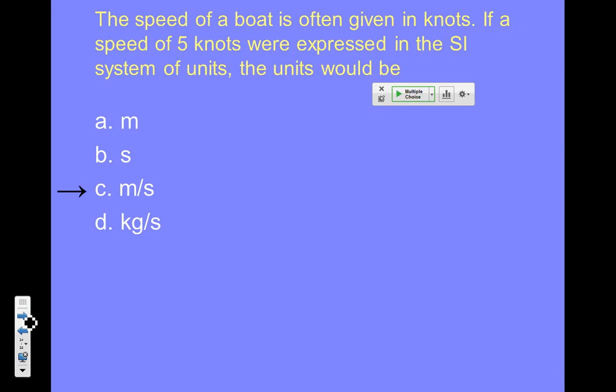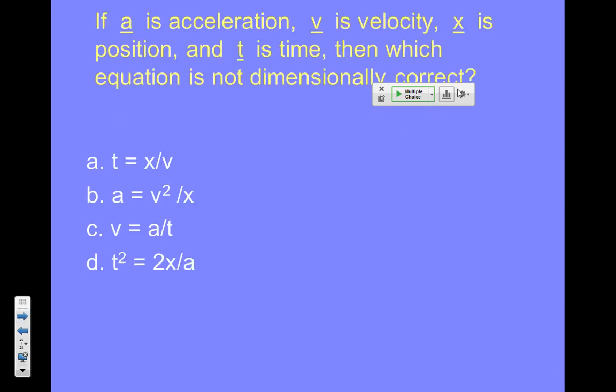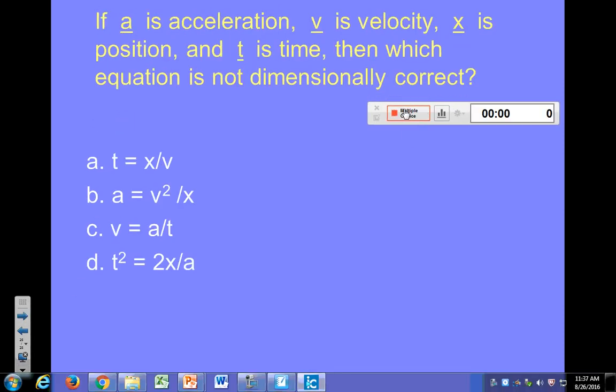These are easy. We'll have harder questions later. Alright. Which of these is not dimensionally correct? So you have 4 equations. 3 of them are correct. 1 of them is not correct. Which one is it?